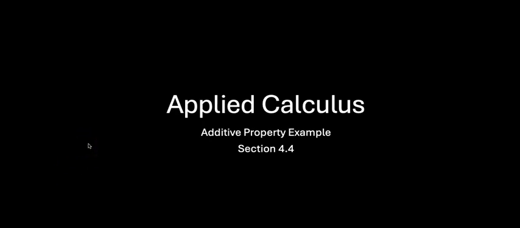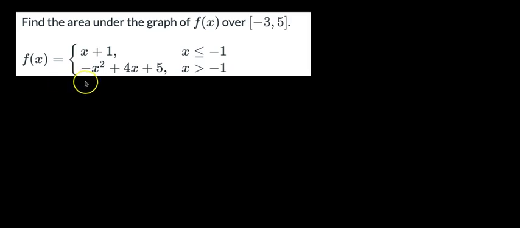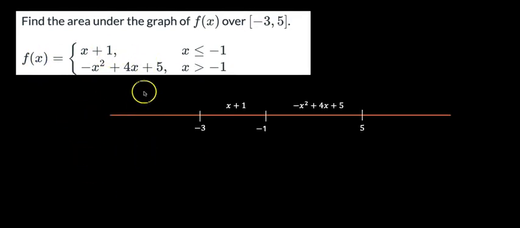Let's look at an additive property example. We're asked to find the area under the graph of this function over this interval. Notice this is a piecewise defined function, and that the way the function is defined changes inside of this interval that we're trying to integrate over. The piece changes at x equals -1.